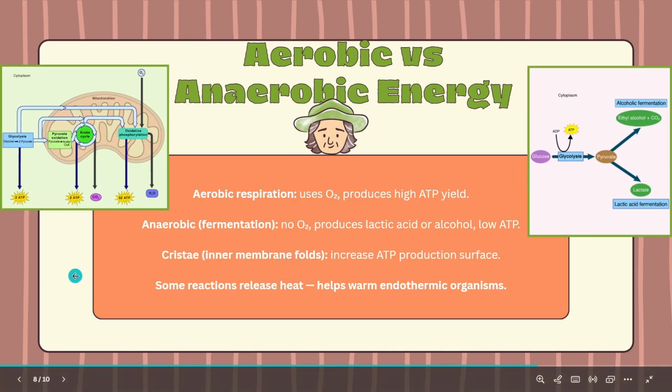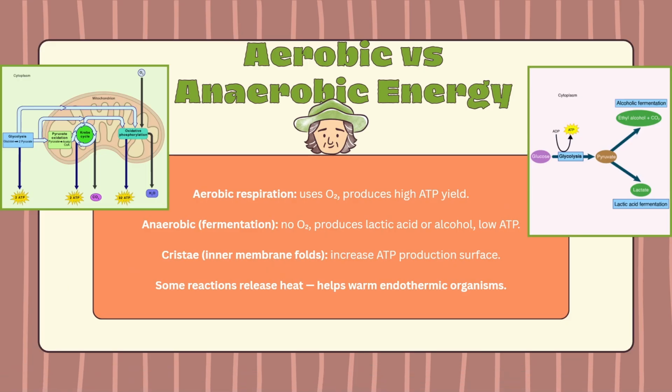Aerobic versus anaerobic energy. Aerobic respiration uses oxygen and produces a much higher ATP yield. Anaerobic respiration, or fermentation, happens without oxygen. It makes far less ATP and produces lactic acid or alcohol as byproducts. The cristae, or folds inside the mitochondria, increase surface area for ATP production. Some of the energy released becomes heat, helping endothermic organisms maintain body temperature. So here you see anaerobic, right? Here you see aerobic. So you see aerobic happens in the mitochondria.